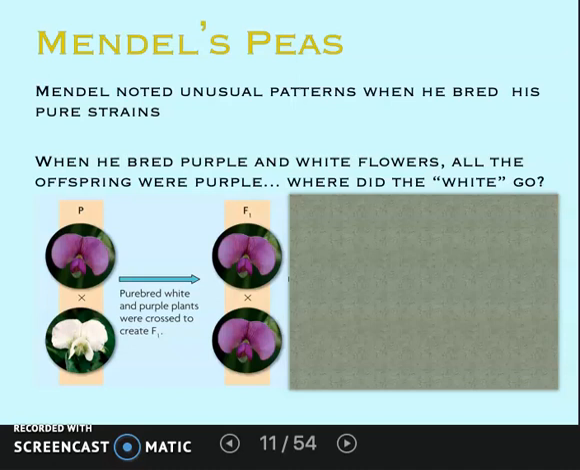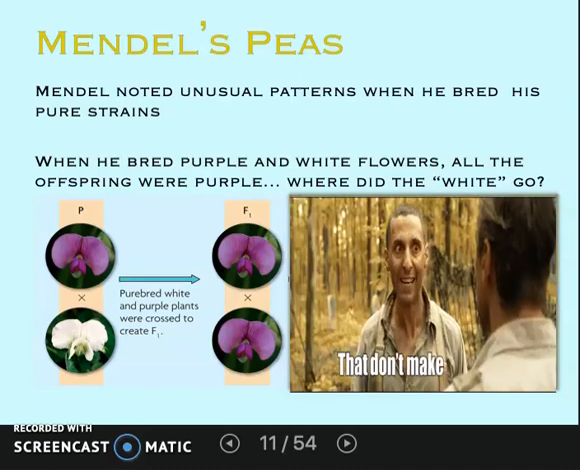And there was something odd here. He took a purple plant and a white plant, bred them together, got all purple. And that doesn't make any sense. The question is, where did the white go? And this question, this observation that he made, allowed him to test and try to formulate a model to explain what he saw.